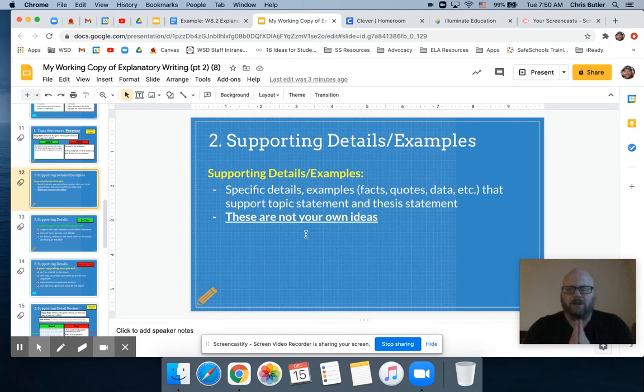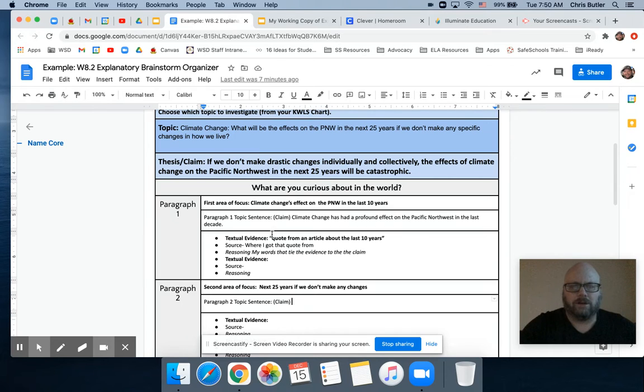Supporting details and examples. These are specific details, examples, facts, quotes, data that support the topic statement and the thesis statement. These are not your own ideas. These are the things that you gathered from your resources. Okay, so these are your textual evidences, your pieces of textual evidence. These are the things that you researched about your topic and found from articles, websites, that sort of thing, and jotted down as pieces of support that you wanted to use. You have these already if you've done the work. Okay.